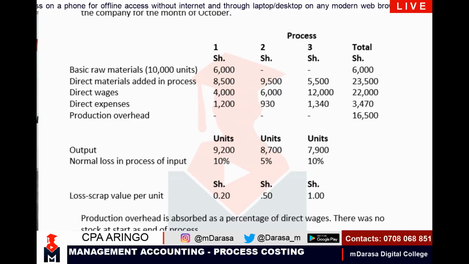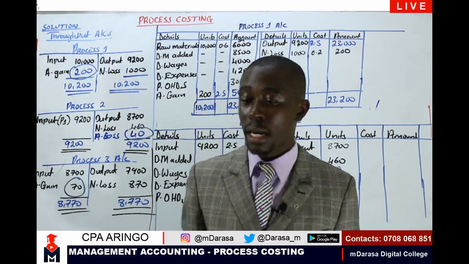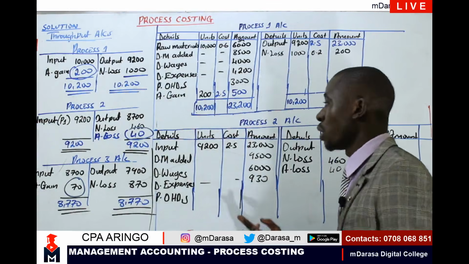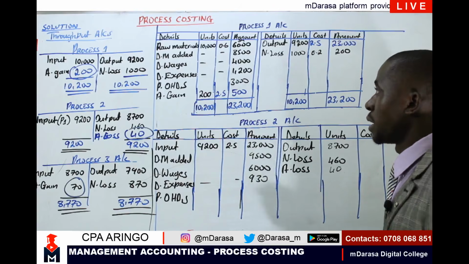What about our production overheads, my good students? How will you determine our production overheads? To determine our production overheads, as we did with process 1 account, the same concept will apply when I'm dealing with direct overheads at this point.